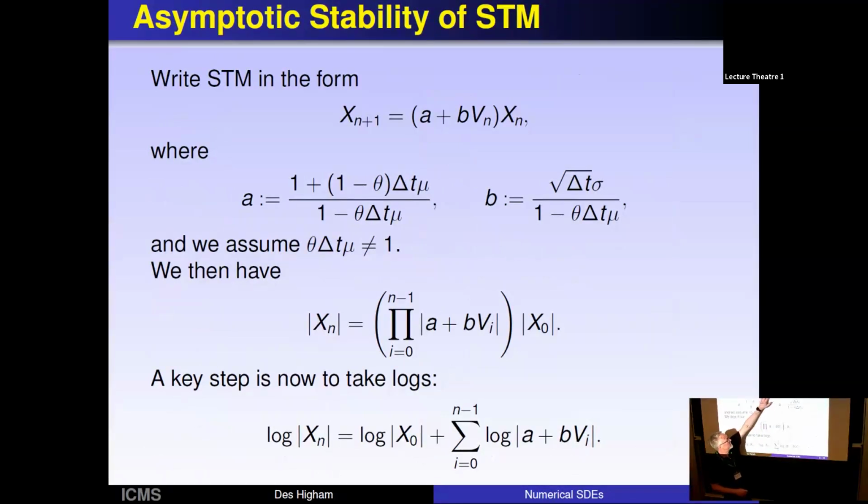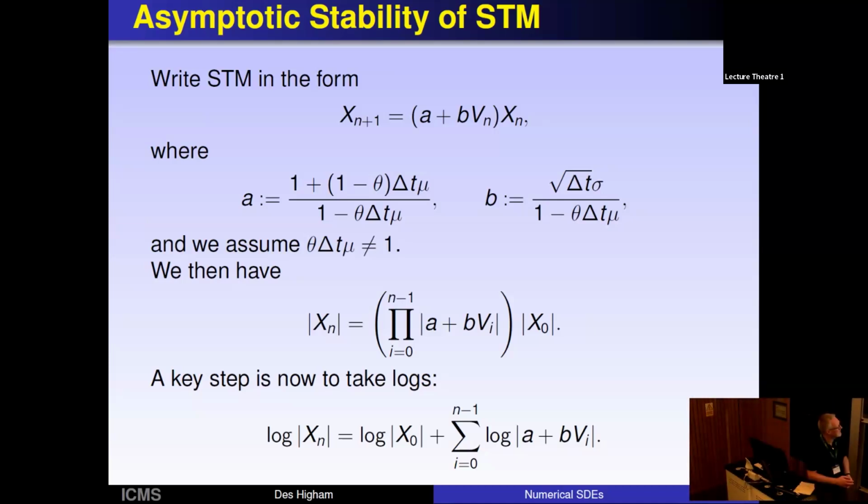In a sense, it's a randomized geometric progression. So the value on the next step is some factor times the value on the previous step, but that factor has a deterministic part, let's call it A, and a random part, which involves a Gaussian V_n. So it's a sort of randomized version of a geometric sequence that we're generating. Here's A and B in terms of the parameters introduced.